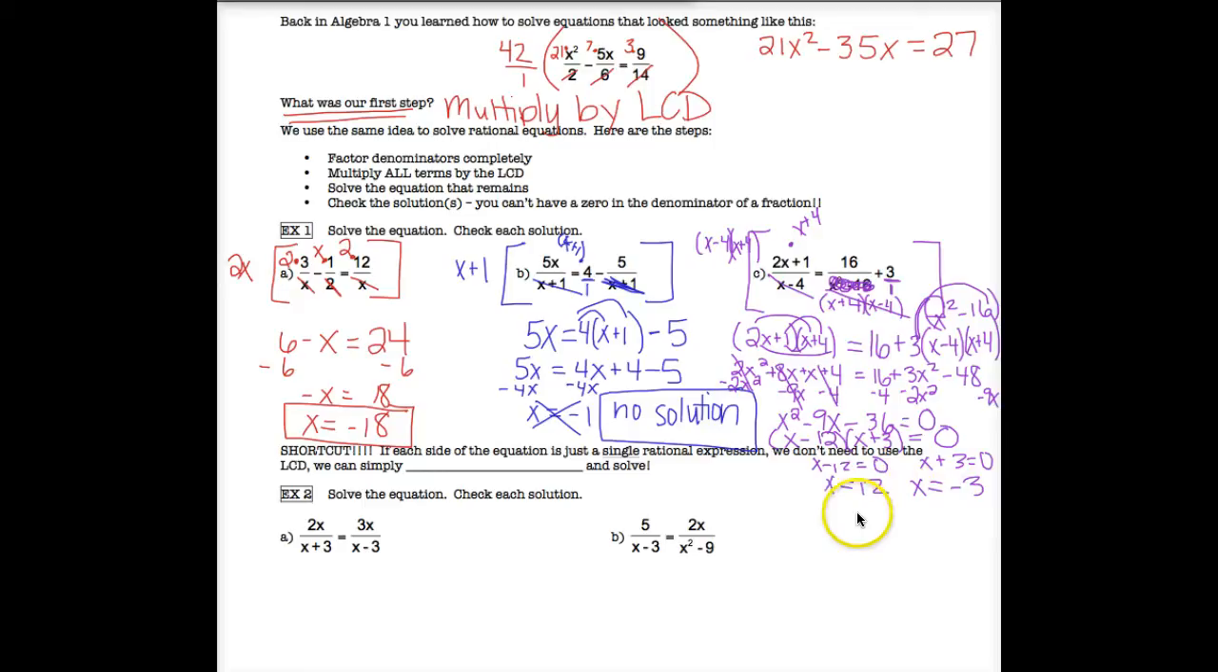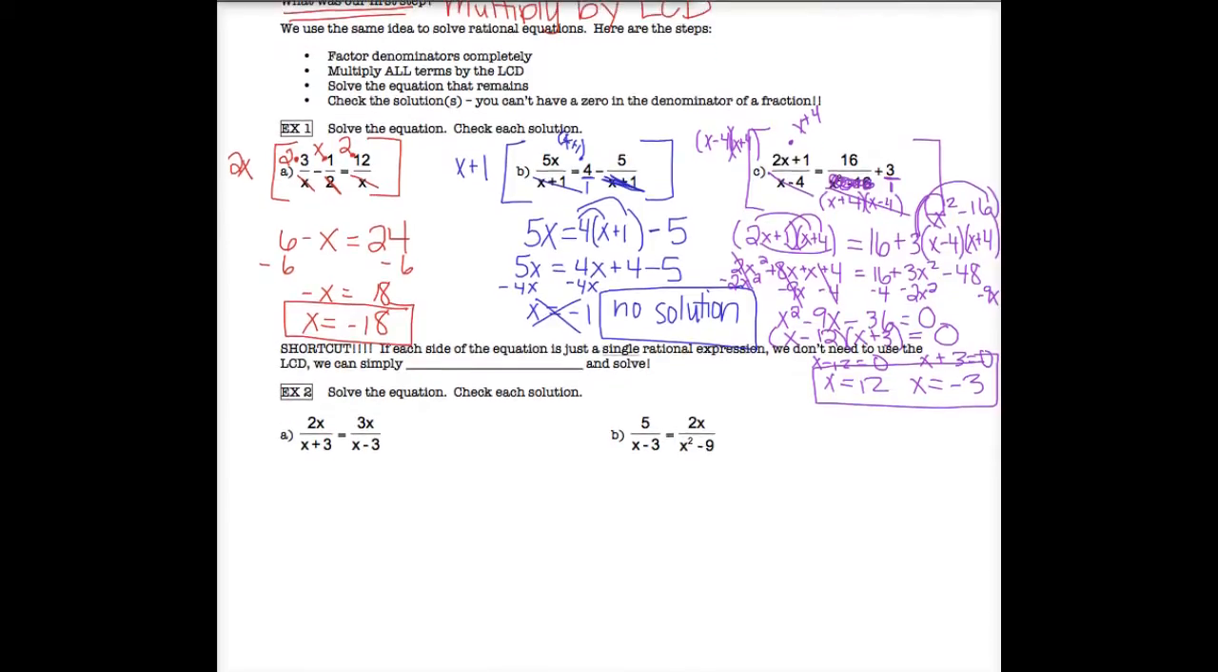So now I just need to check them. So if I plug in 12, 12 minus 4 is 8. We're okay here. 12 squared minus 16, that's okay. So 12 is good. Try the negative 3. Negative 3 minus 4 is negative 7, so that's okay. Negative 3 squared is 9 minus 16, also okay. None of them give me a 0 in the denominator, so both of those solutions will work.